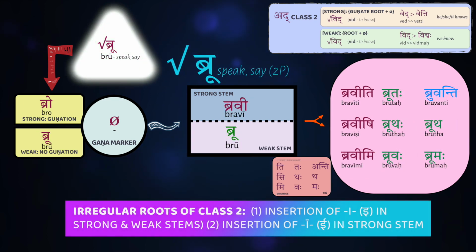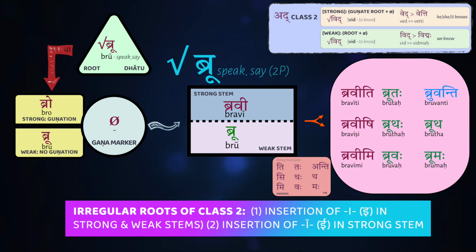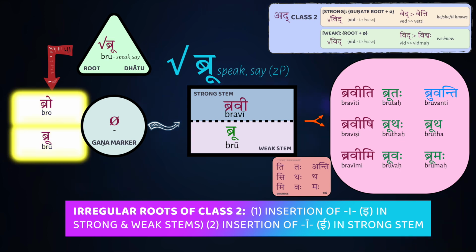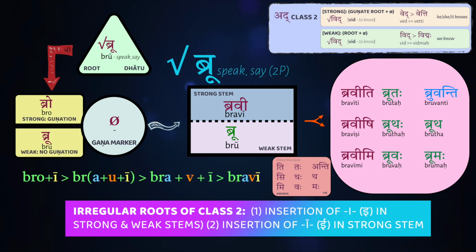In the case of the root bru, which means to speak, we're going to add now a long ikara instead of a short ikara, and only now to the strong stem. So bru first will become bro, and then we add the long i.